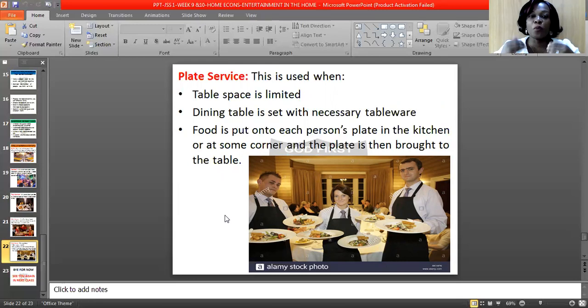Now, I said food is put onto each person's plate in the kitchen or at some corner, and the plate is then brought to the table. Are you with me? Okay, I stop it there. How many of us have been to a party? Maybe you went for a wedding ceremony, you went for a burial ceremony. Let's assume that sometimes they will bring their cooler and place it at the corner. From that cooler they will be serving food in a plate to bring to each person.